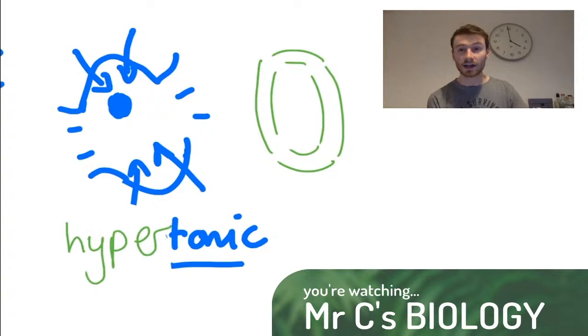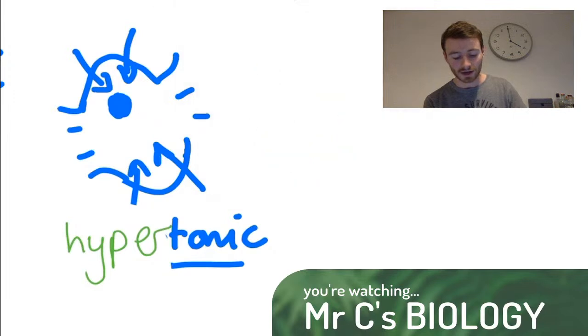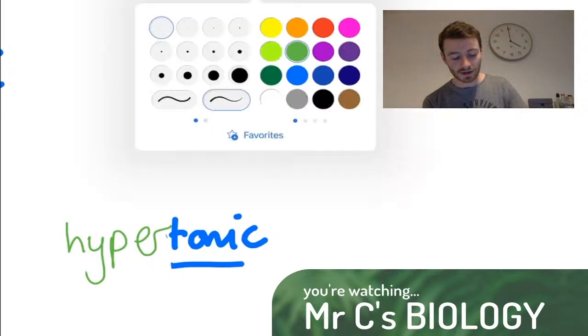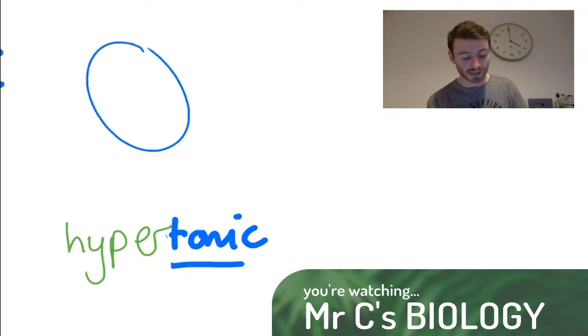So hyper, in this case, means high, and so that means there's going to be a high salt solution on the outside. And on the inside, there's going to be a low salt solution, so it's more water on the inside. This time the water is going to move from where there's lots of it in the inside to the outside where there's not much of it. So you can imagine our plant cell, our animal cell again, to start off with, starts off and it's got water in it, and then the water's going to leave.